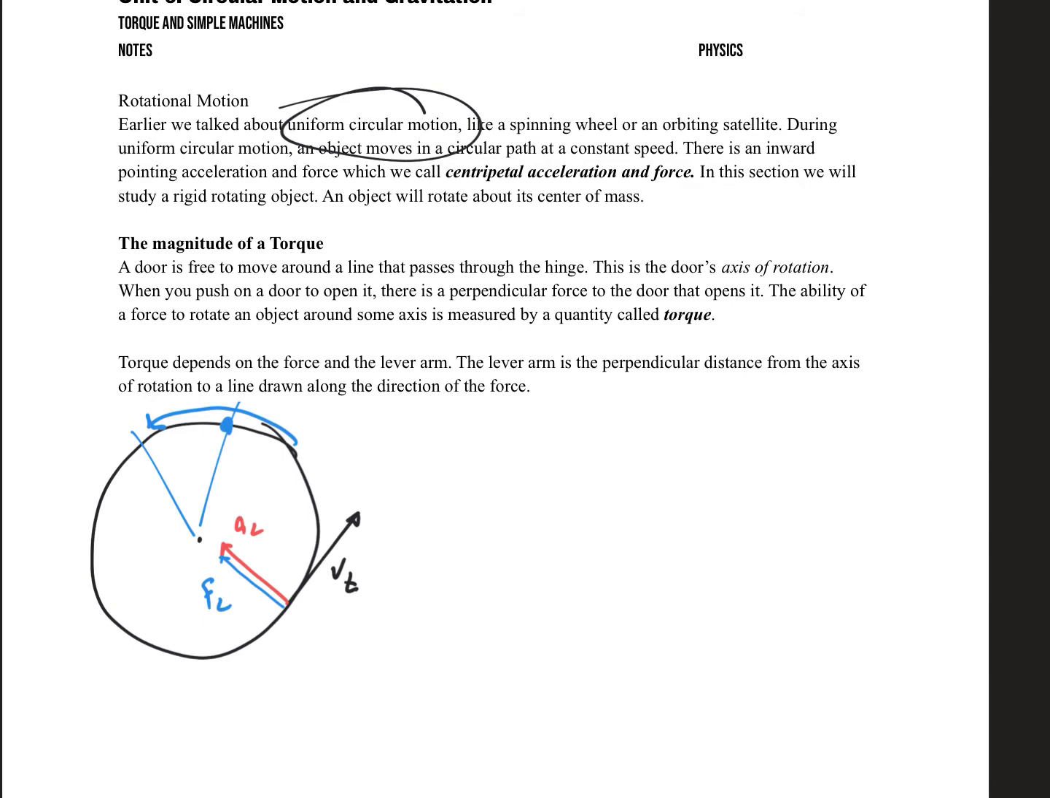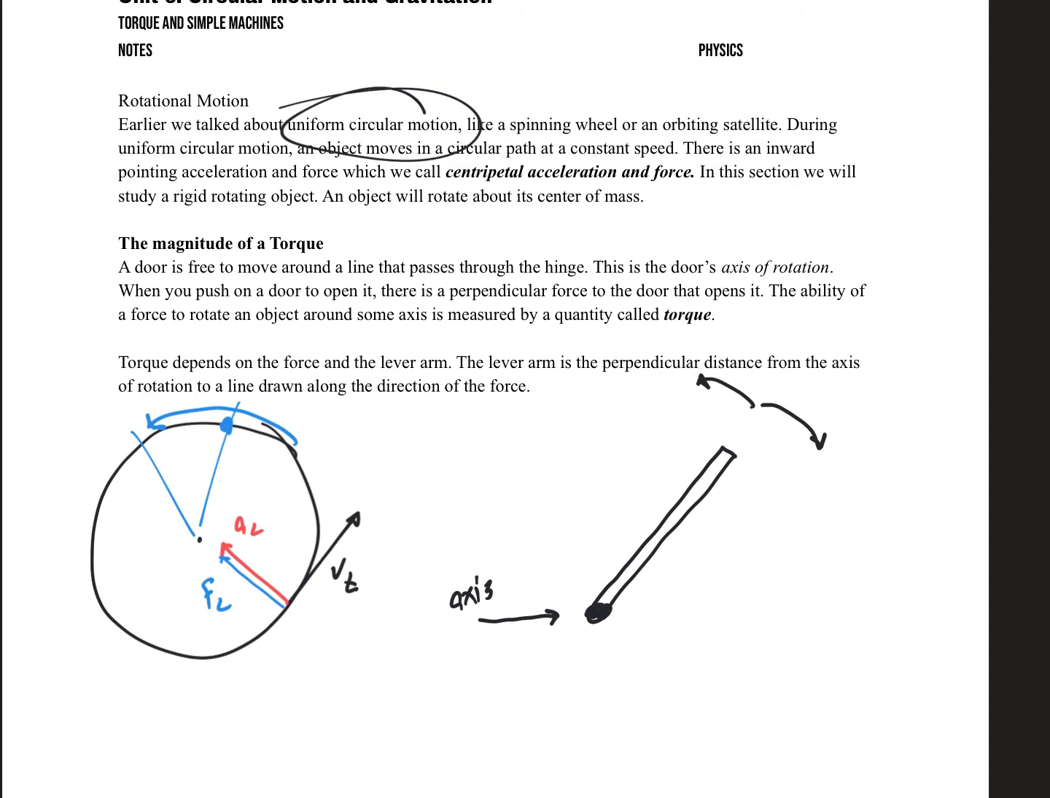And so think about a door, okay? So this is from the bird's eye view pointing down. There's the hinge of the door, and there is the door itself. And we know to open and close the door, we have to push on it. When we push the door, it's going to rotate one way or the other about the axis of rotation, okay? And so the hinge on the door is that axis of rotation, okay?